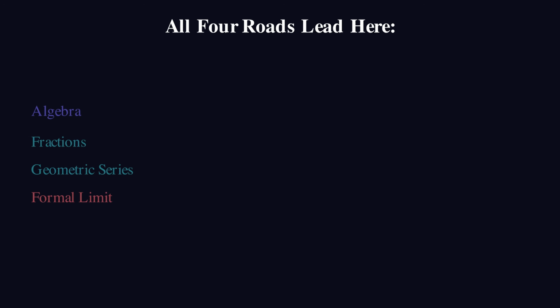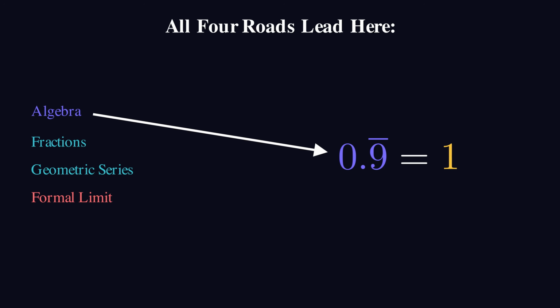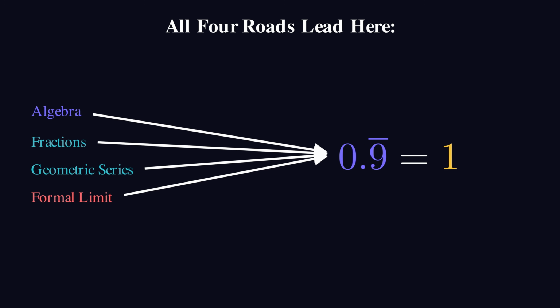4 proofs. 4 completely different branches of mathematics. Algebra, fractions, infinite series, formal limits, and every single one of them arrives at the same conclusion. 0.9 repeating does not fall just short of 1. It is not rounding. It is not an approximation. It equals 1. Exactly. By definition, the discomfort you feel is intuition bumping up against infinity, and infinity plays by different rules.